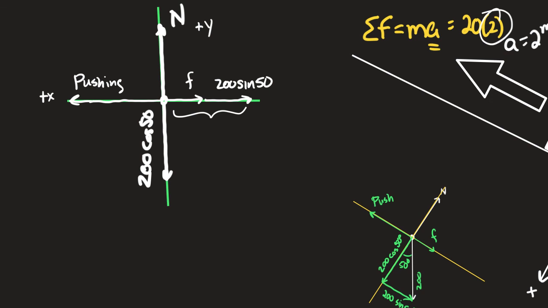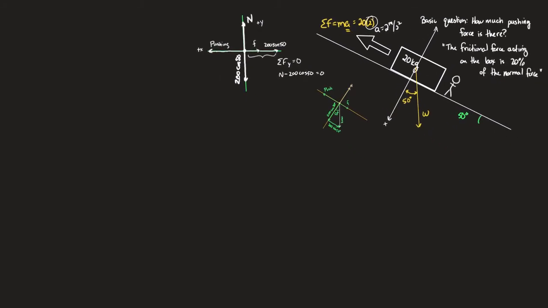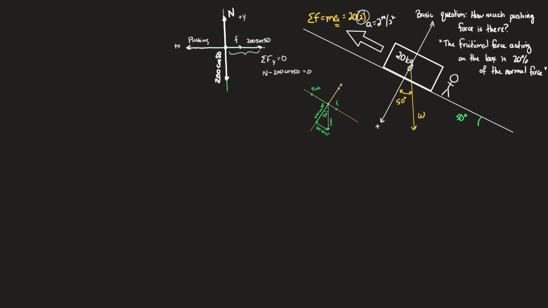Now, the net force in the y direction equals 0. The box doesn't move into the plane or come away from the plane. So that tells me that the normal force minus 200 cosine 50 equals 0. But I'm running out of space, so there.